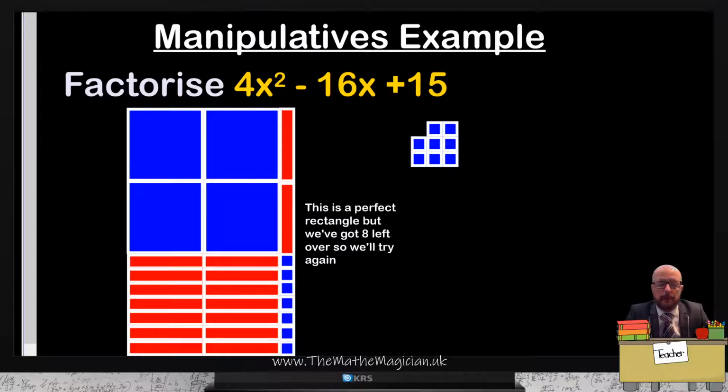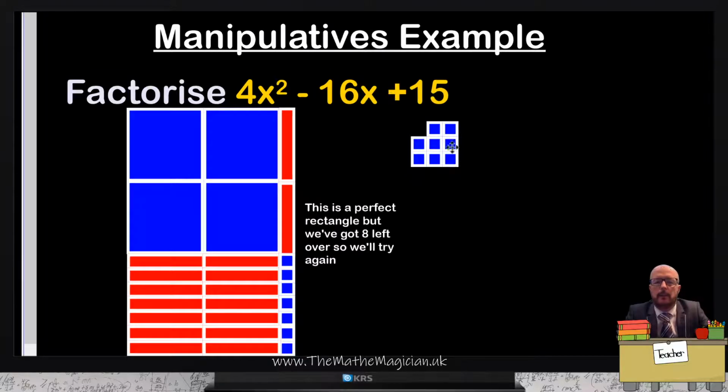Right, there's a perfect rectangle, but you can see over here there are 8 left over. So that isn't a perfect rectangle. Let's have a look at another solution.